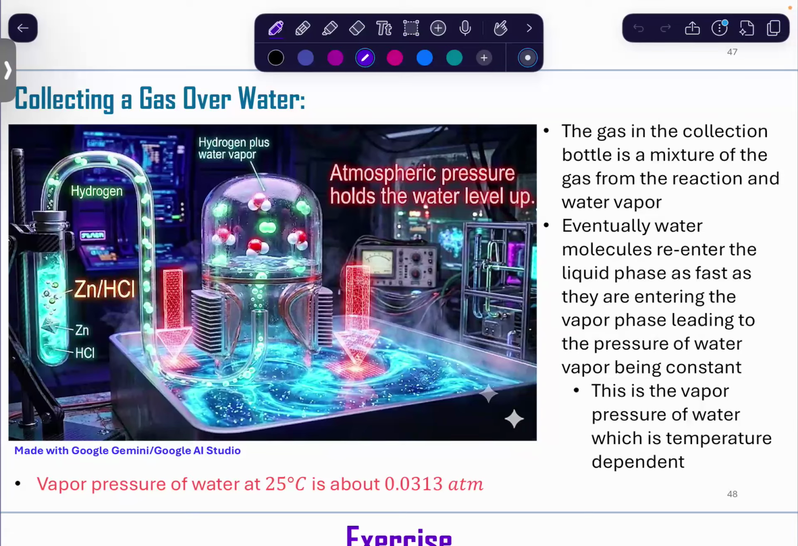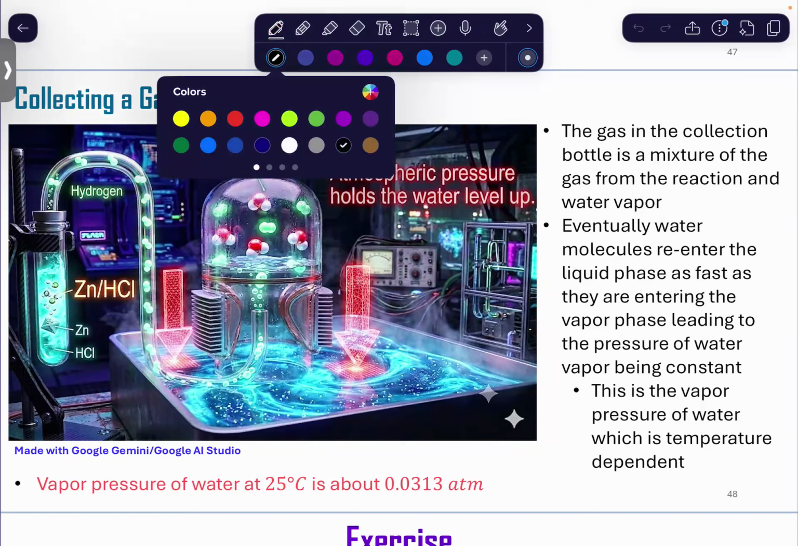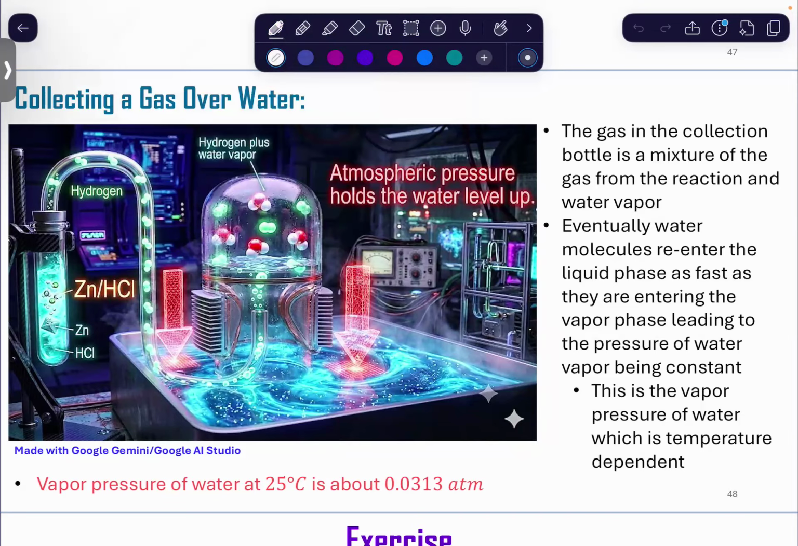A common experimental technique is to have a reaction. Your reaction over here is going to be zinc and hydrochloric acid reacting to form hydrogen gas. Now, you want to collect that. So what you do is you bubble it into a system. You have water there, and slowly the gas will push the water out of the chamber, and you will get this nice collection of gas above the water.